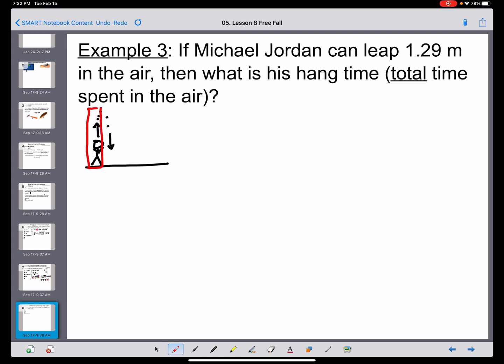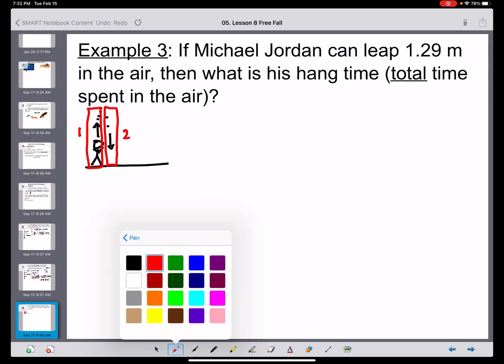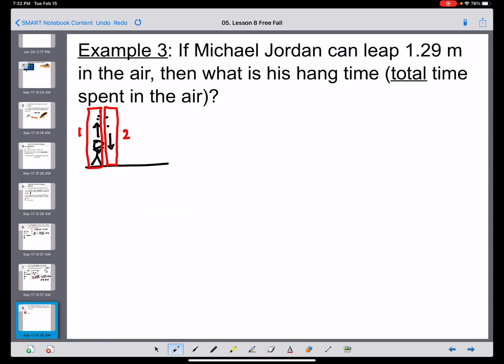We're going to consider the part where he's moving up in the air separate from the part where he's moving down towards the ground. So basically we're splitting this in 2. So we're calling this part where he's moving up part 1, and then the part where he's coming back down to land part 2. Okay, so let's look at part 1 where he's moving up first.